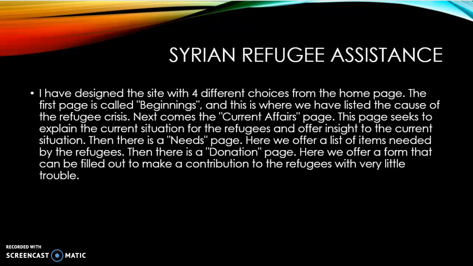Then there is a Donation page. Here we offer a form that can be filled out to make a contribution to the refugees with very little trouble.